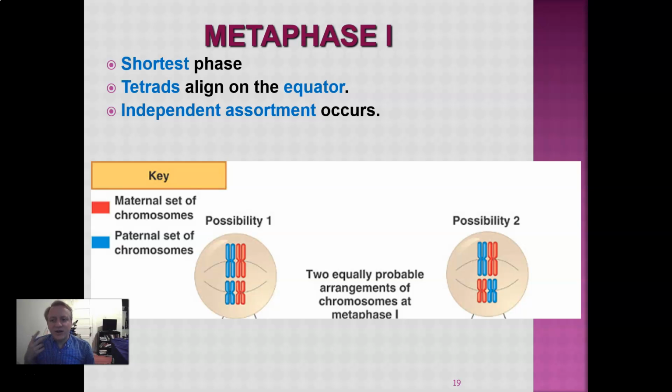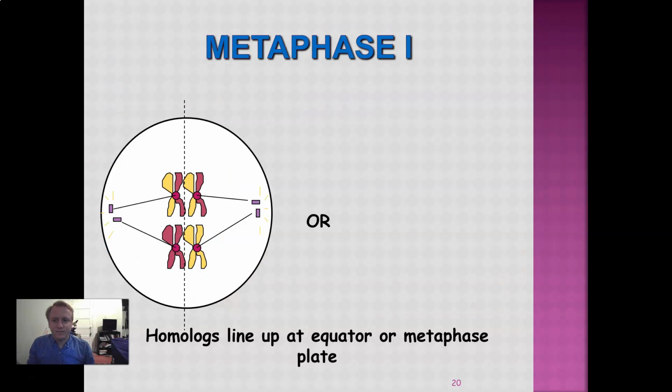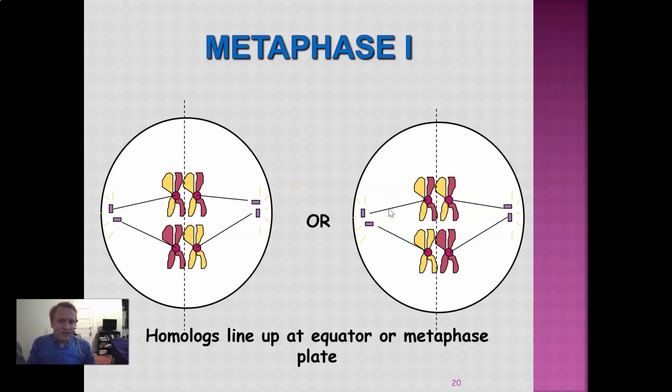So this is our second mode. This is our second way of increasing genetic variation. The first was recombination. The second here is independent assortment. So in metaphase 1, your homologous chromosomes, your tetrads, line up along the metaphase plate, and independent assortment can occur. So here we have this one that's crossed over, and these chromosomes can line up in either direction. There's nothing preventing these chromosomes from lining up in any orientation.